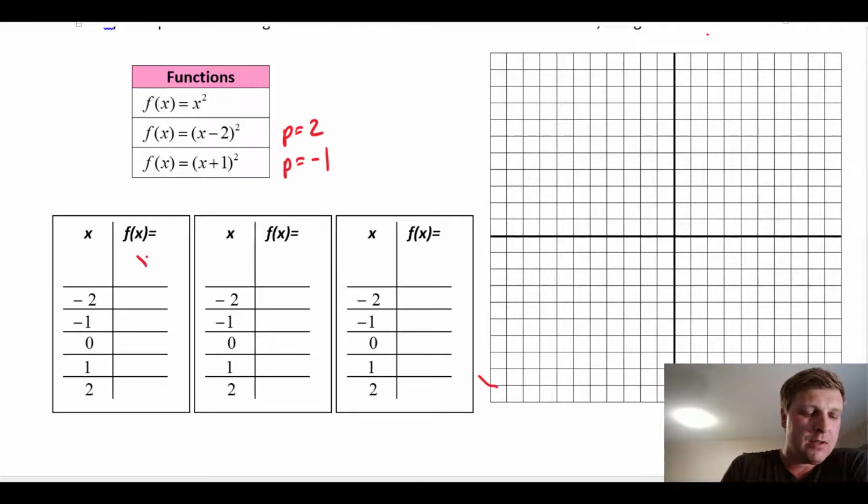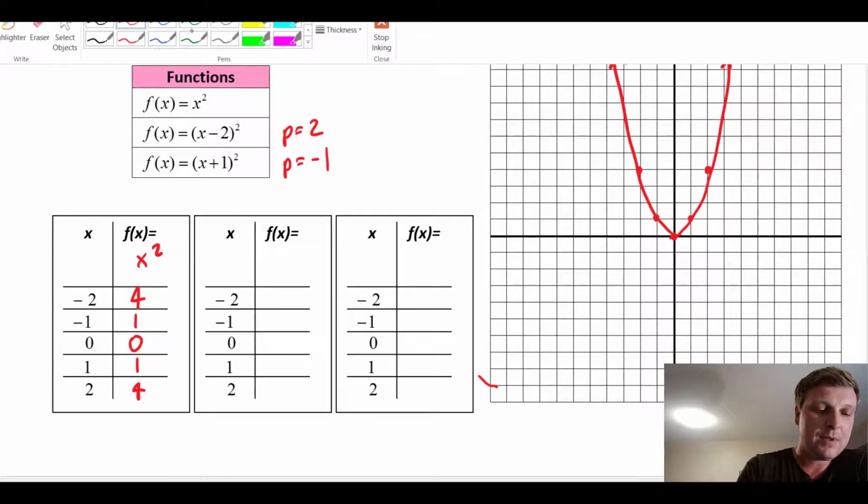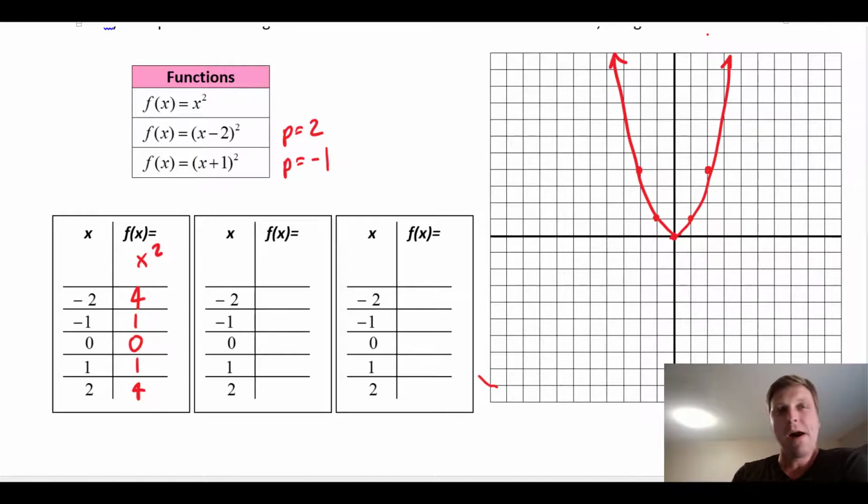So by now, this is old news. f of x equal to x squared. We know this is going to be 0, 1, 4, and this way 1 and 4. And over here, we've got our vertex, over 1, up 1, over 2, up 4, over 1, up 1, over 2, up 4. And we can draw our curve. Very nice. But what happens, like I said, if we change up our p value?